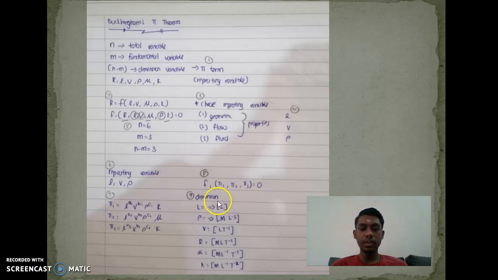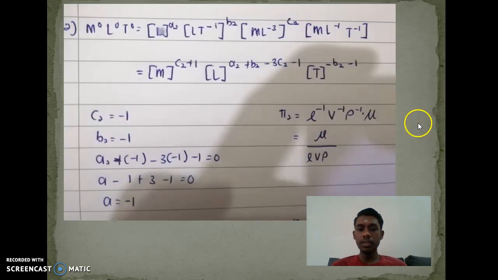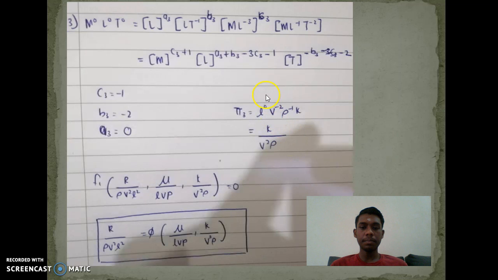So this will be the dimensions, which are the units for all the variables. We're going to solve by writing all these in equations for pi 1, pi 2, and pi 3. During that, we're going to find the constants c1, c2, c3, and then for pi 1, we will get L^-2, V^-2, rho^-1, R. So this will be the final pi 1. The same goes for pi 2, and this will be the final pi 2. And for the third, pi 3, it will be this part.